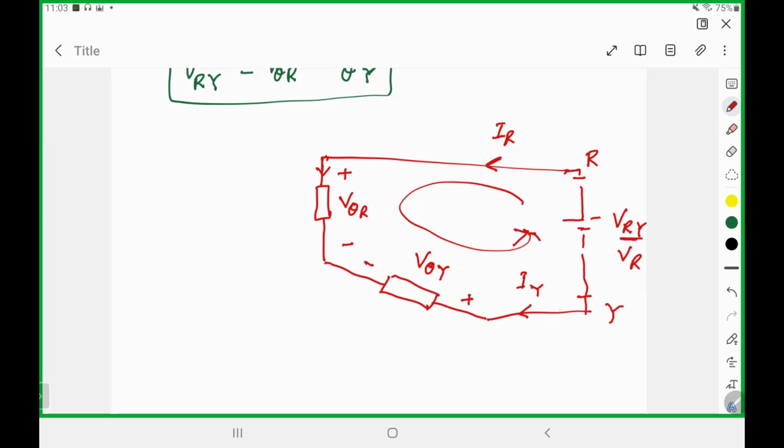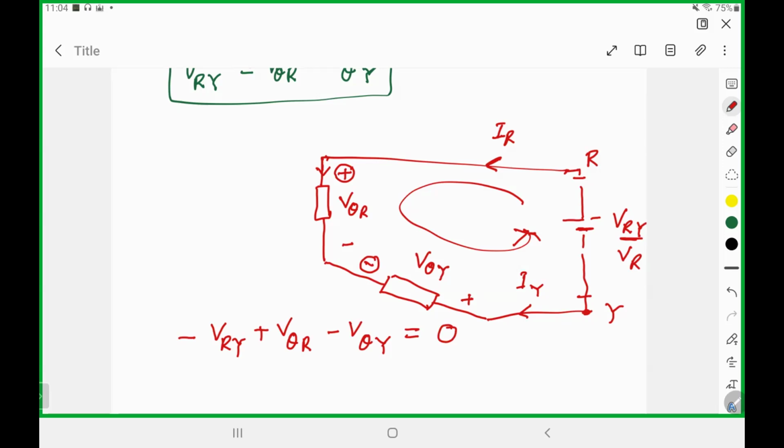If you start from any point, say from here, the first polarity you look at will be minus, and that belongs to the voltage VRY. Then as you travel across, the first you find is plus, so VθR. Then you come to minus, so minus VθY. All the voltages in this loop will sum to 0.